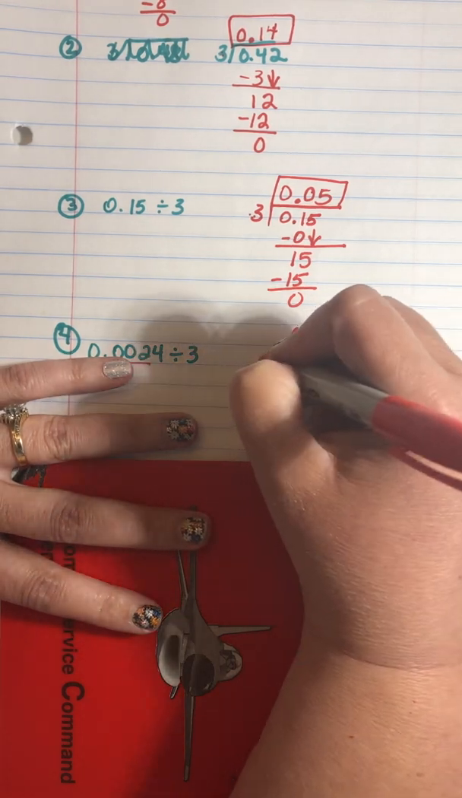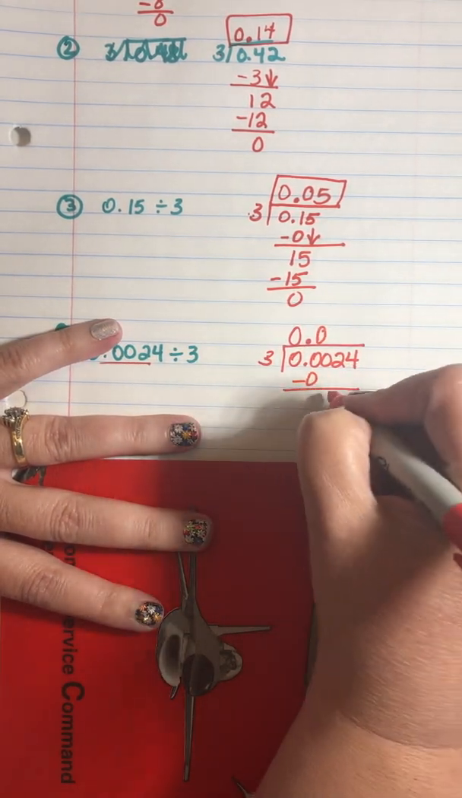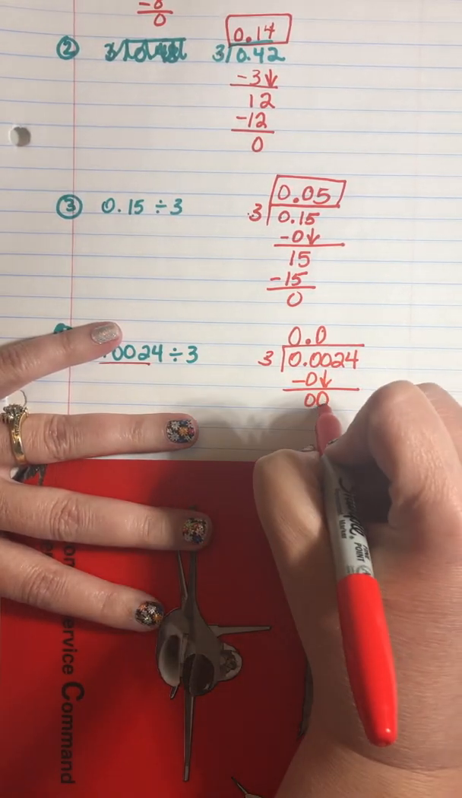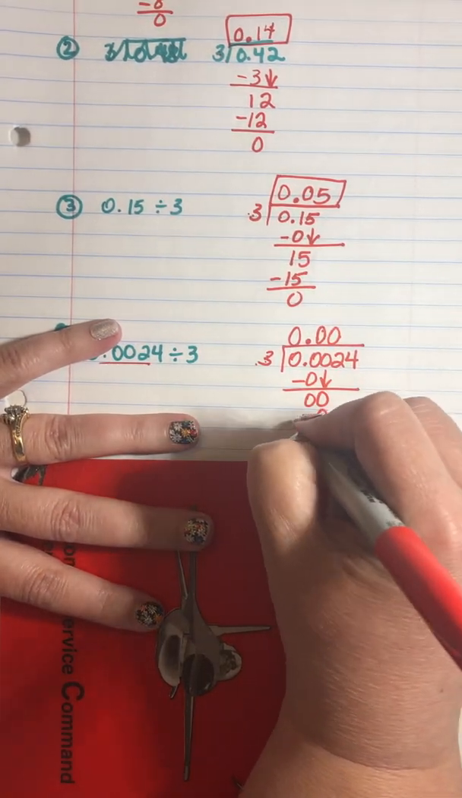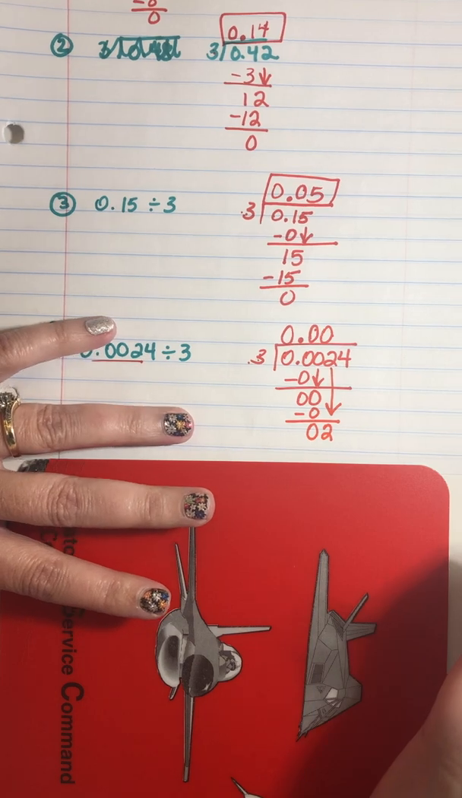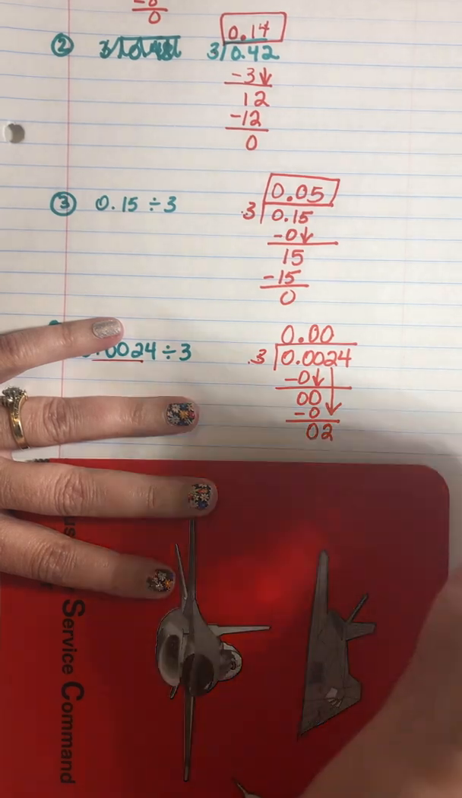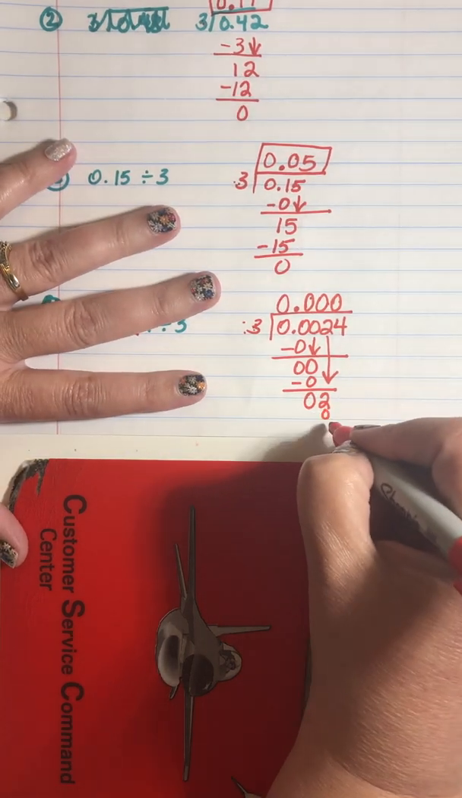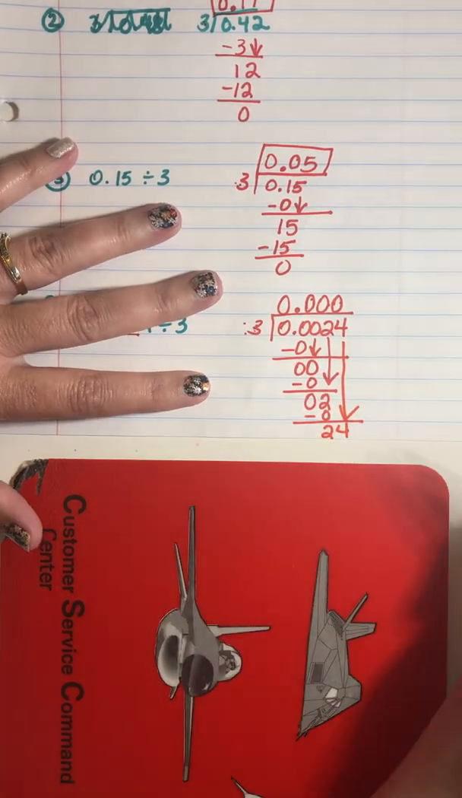Okay, so 0 divided by 3, 0. 0 times 3 is 0. Subtract 0. I brought down my next 0. 0 divided by 3, 0. 0 times 3, 0. Subtract. Bring down. Now I have 0, 2. Okay, so now I have my new division problem. 2 divided by 3 is 0. 0 times 3, 0. Subtract 2. Bring down 4.